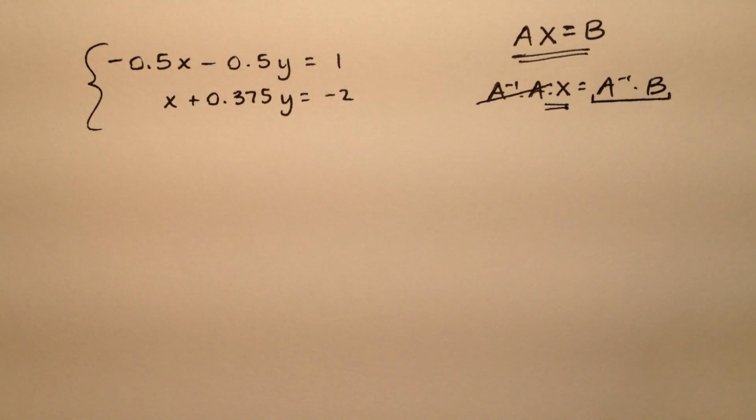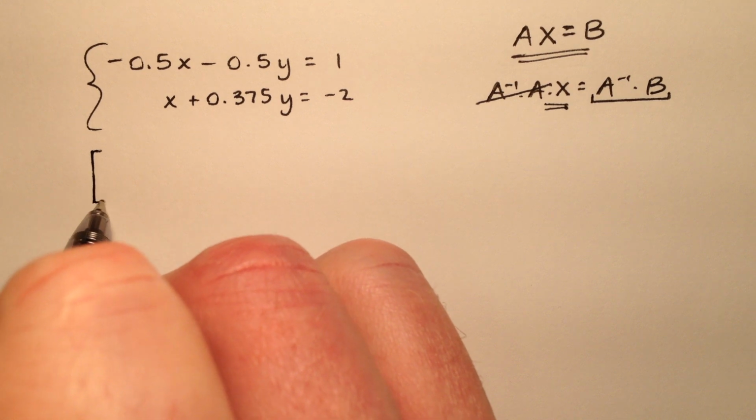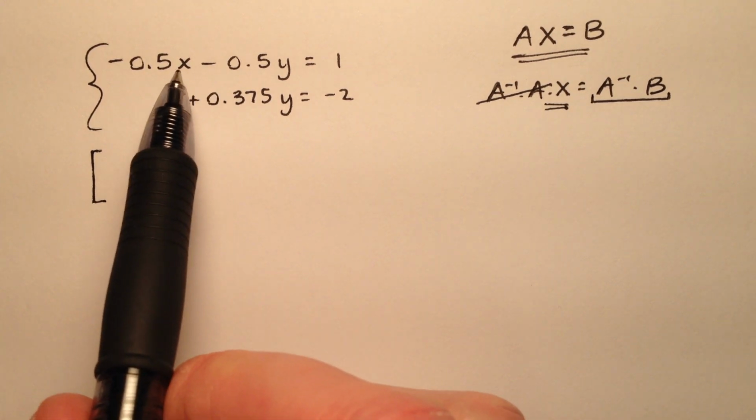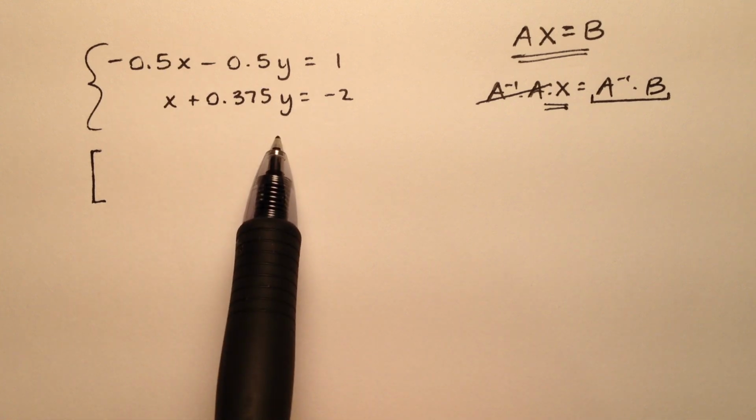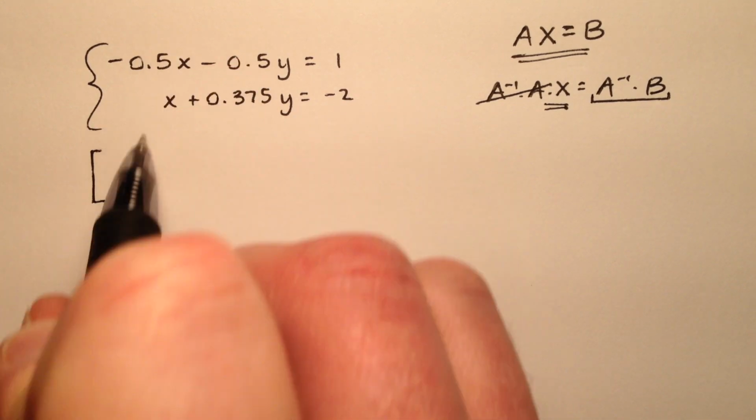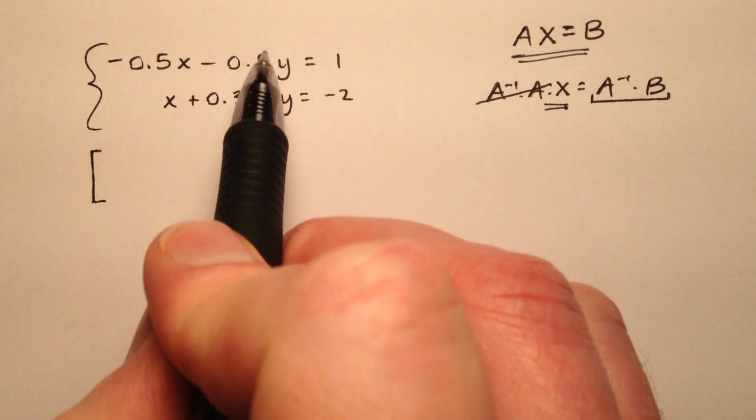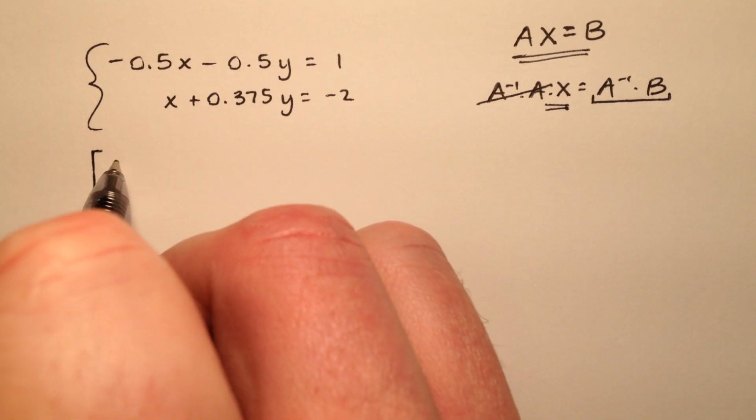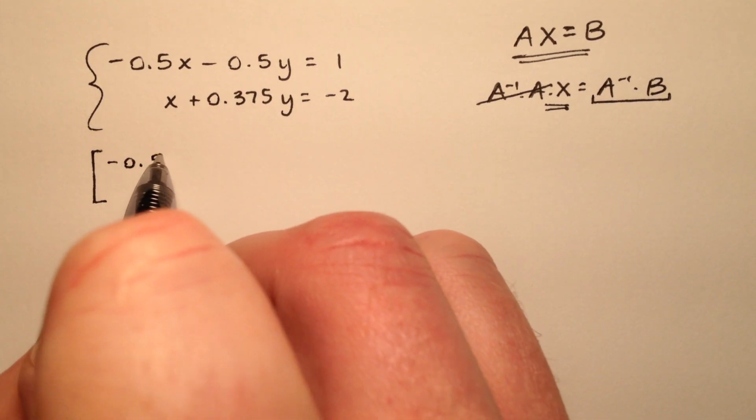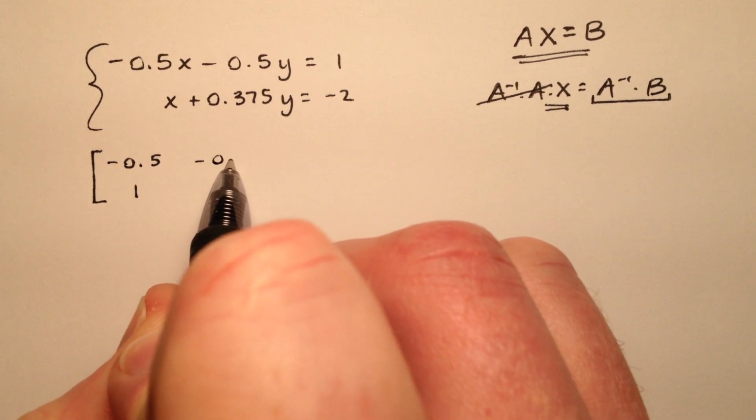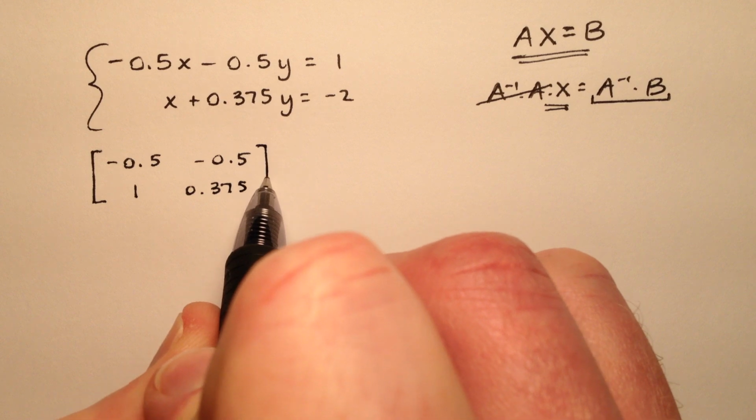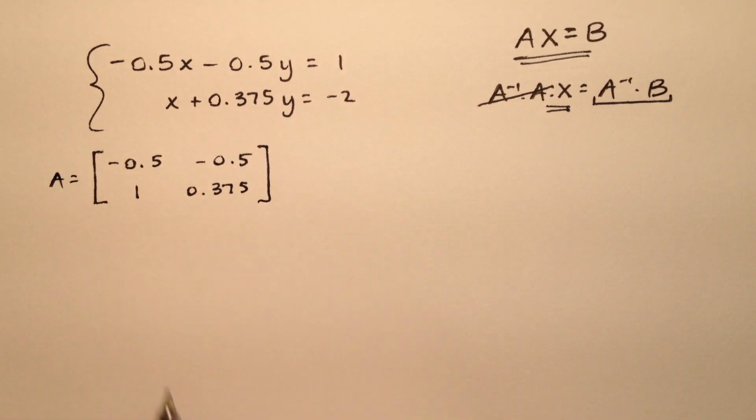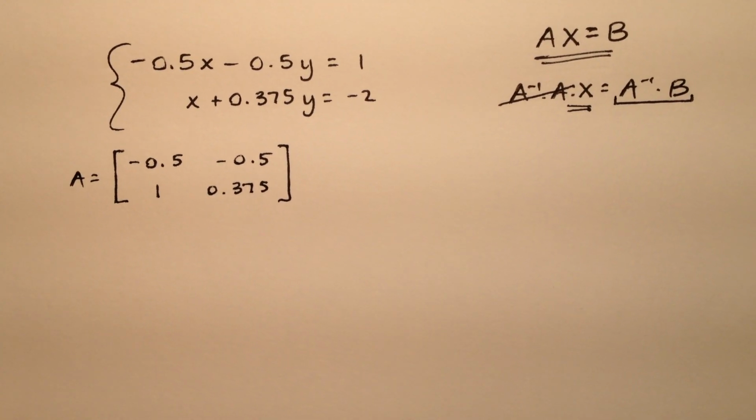So A is going to be my coefficient matrix, so it's going to be a matrix whose entries are the coefficients of my X and Y variables. So the first column will be the X coefficients, and the second column will be the Y coefficients. So let's just line them just like that, and 0.375 there, and this is going to be our A matrix right there.